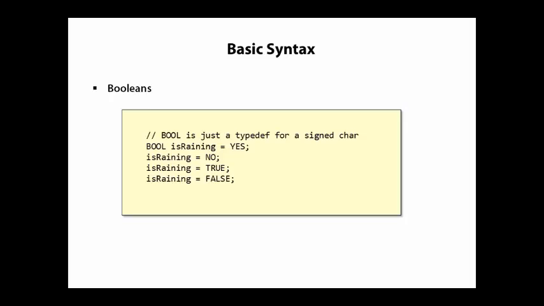And you can see that you can use yes and no or true and false interchangeably. They're just defined as 0 and 1. So really all we're doing here is just assigning 0 or 1 when we say yes or no or true or false. So that's how you use Booleans there. Other than that, they're going to operate just like you would expect in any modern language.